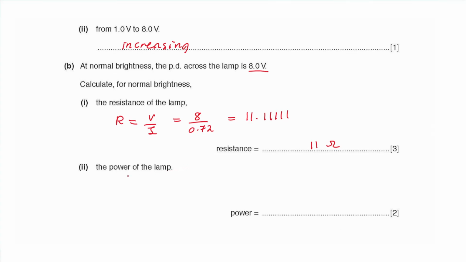Then we need the power of the lamp. Power is equal to voltage multiplied by current, and we have the voltage and current. 8 times 0.72. That gives an answer of 5.76. We can approximate that to 5.8 watts.